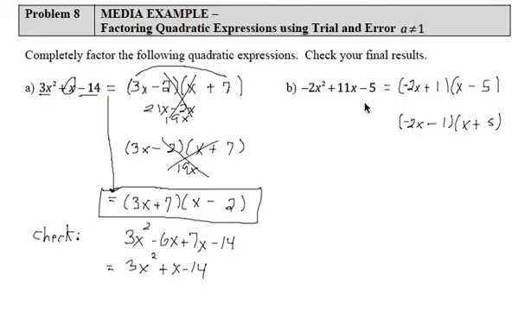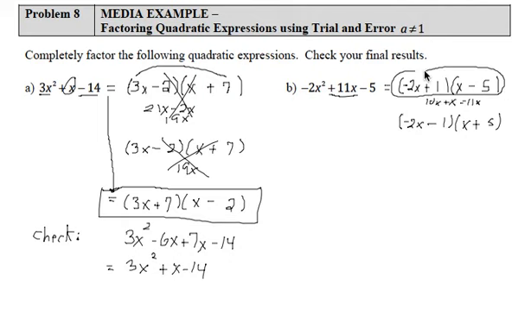What I'm looking for on the inside is a positive 11x. Remember, my first multiplication and my last multiplication have to be correct. Otherwise, I wouldn't be putting these numbers in here. So what I'm checking is the outer and the inner to see if I get a positive 11x. So I have negative 2x times negative 5, that's a positive 10x. 1 times x is plus x, that's going to give me 11x. So it looks like this is going to work.